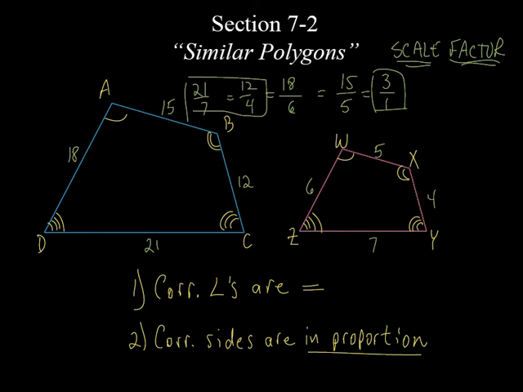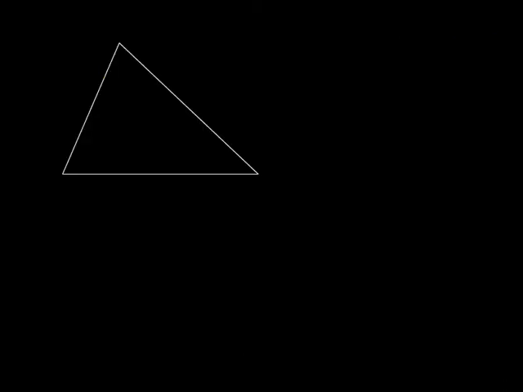Let's talk a little bit more on how to label these things and what the symbol is for similar polygons. Let's just scooch up a little bit here. What I'm going to do is use another polygon. Before I used a quadrilateral, 4 sides. I just happen to use a triangle.